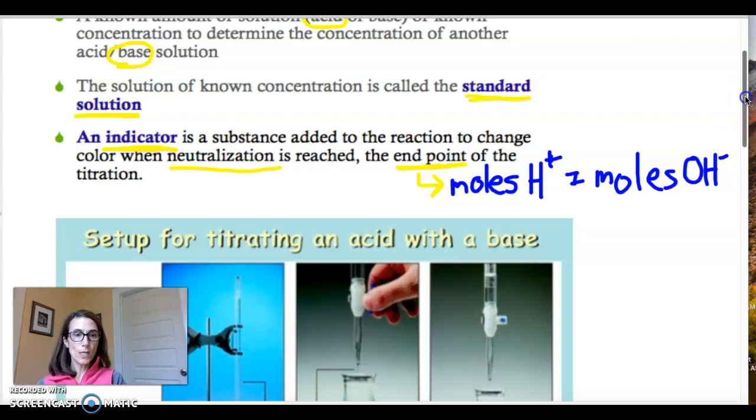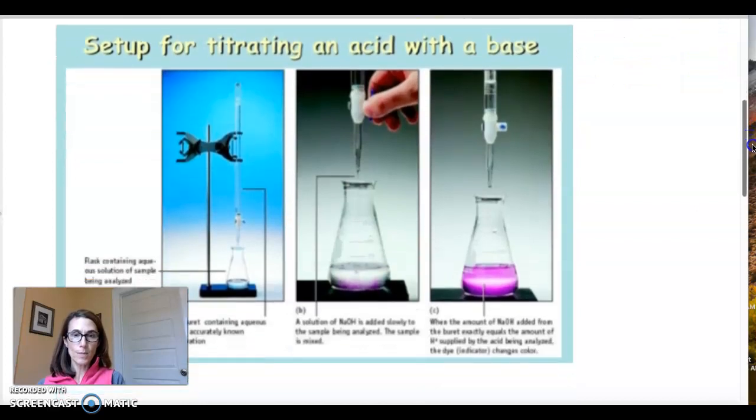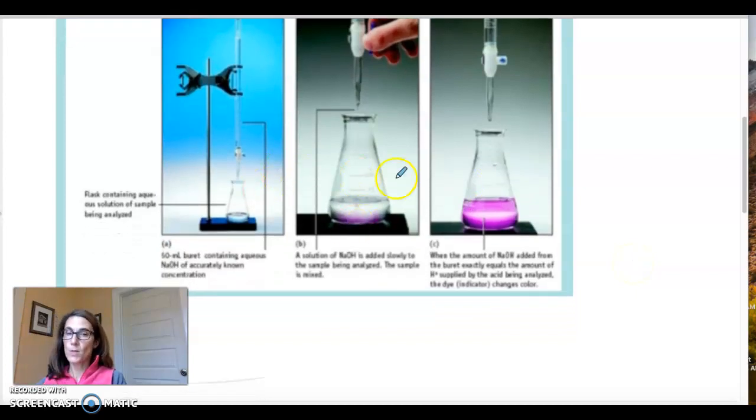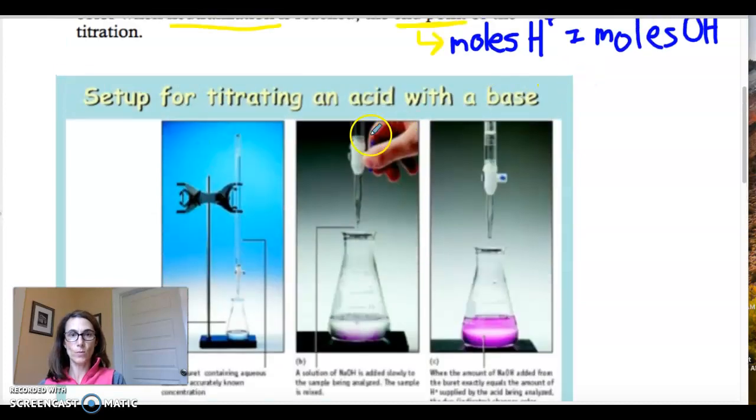Okay, so this is what a titration apparatus would look like. The solution of the unknown goes into the Erlenmeyer flask, so that's this guy, and your known solution, or the standard solution, is in the burette, which is this guy. Sometimes you guys pull these burettes out of the desk drawers and you're like, what are these used for? So that's what these are used for. These are used for titrations.